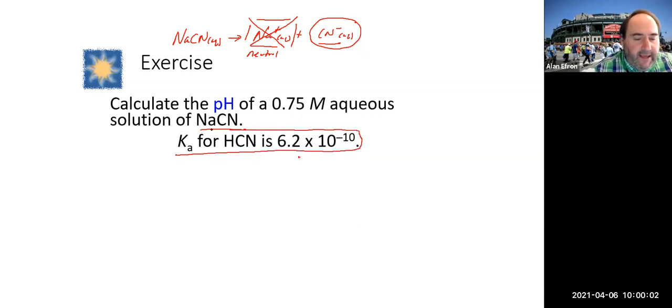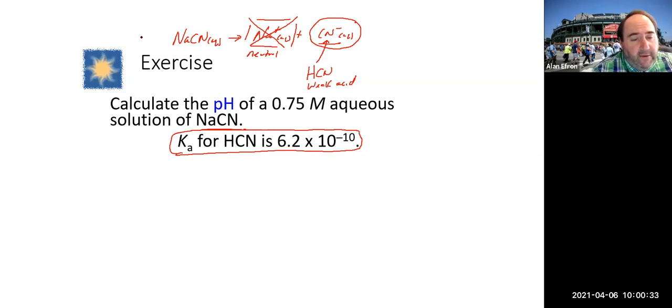So I can find a Ka value here for HCN. HCN is a weak acid. I know it's a weak acid because it has a Ka value. HCN and CN minus are not the same thing, but they are related to each other. That is pretty much where CN minus came from, which means it came from that weak acid. It's going to be a conjugate base that's going to be relatively strong and will react with water.